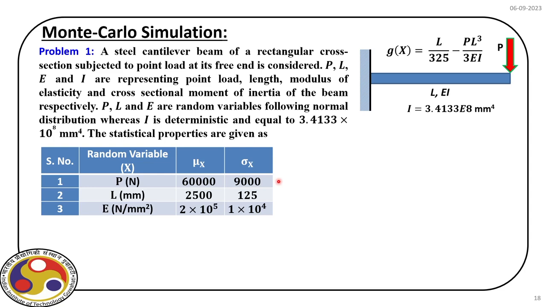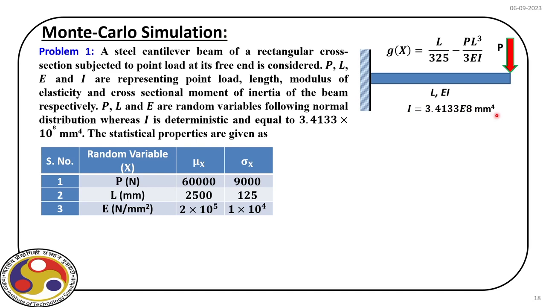Now with that, let us solve some example. So in this case, again we have a cantilever beam. This beam is having a point load at the free end, and the limit state is based on the serviceability limits. So we have an allowable deflection of L by 325 at the free end, and the moment we apply a load, obviously it undergoes some deformation. So our limit state in this case is the difference between the allowable and the applied deformation. In this problem, we have three random variables, P, L and E, and the corresponding mean and standard deviation you can see on your screen. And moment of inertia I is a deterministic variable and its value is given.